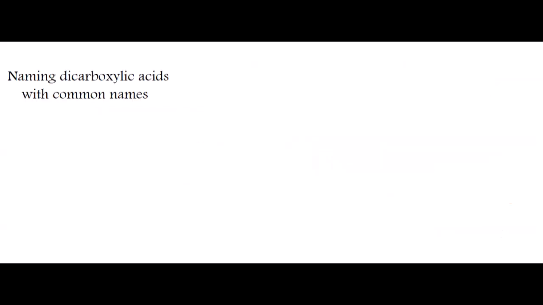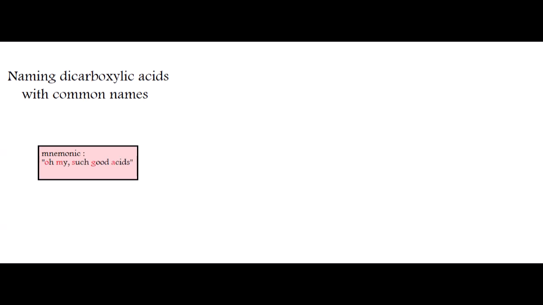So what should we do if we have a carboxylic acid that's got 2 carboxylic acids in it? How would we name those? Well, those are known as dicarboxylic acids, and there's a separate group of prefixes for those. And just remember this mnemonic for these. Oh my, such good acids.